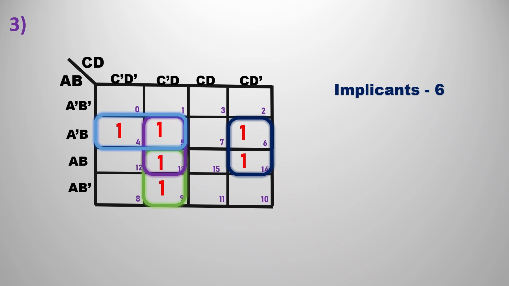If you see clearly in the prime implicants, the 5th position in the purple box is sharing with the blue box, and the 13th is also sharing with the green box. So the purple box is a redundant group, and we can reduce that. After reducing that, we are left with only 3 boxes, or 3 groups. Those are our essential prime implicants.